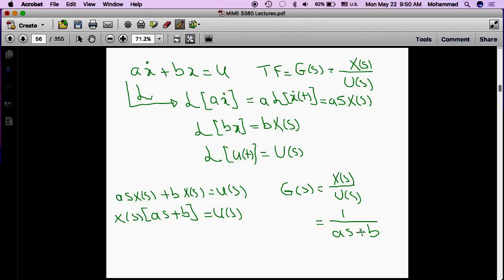Now in the differential equation, what was the order of this system? It was first order, and why? Why was it first order in the differential equation domain? Because of the single dot that we had. The highest time derivative was this x dot, so this was first order. Now look at the denominator. What is the highest power of s? It's 1. So this is a first order system, because of power 1 of s.